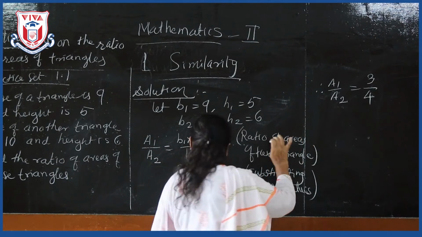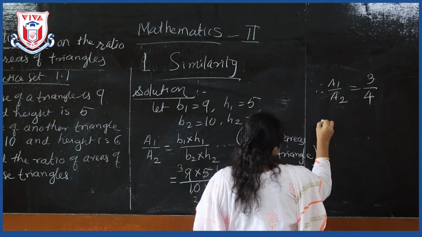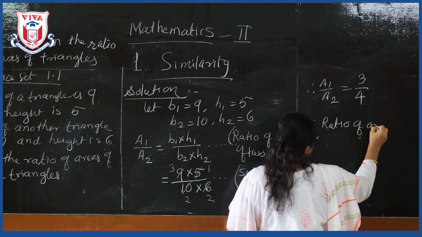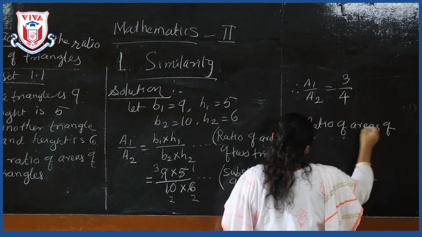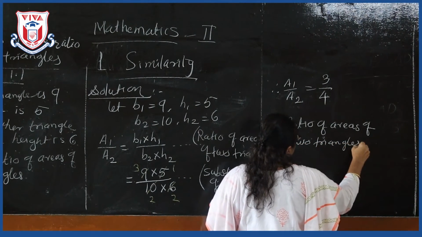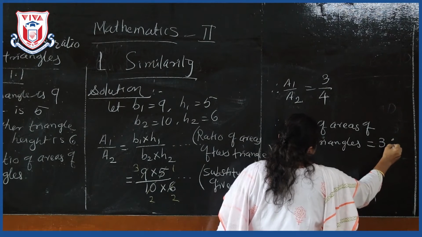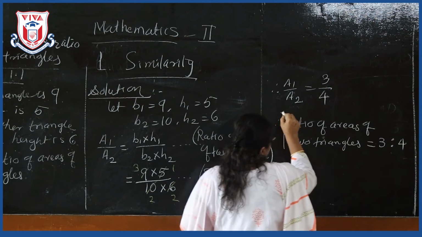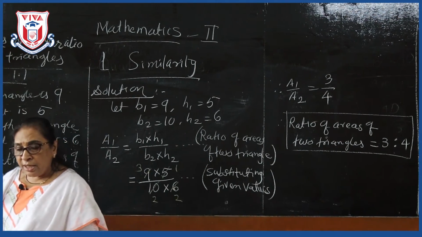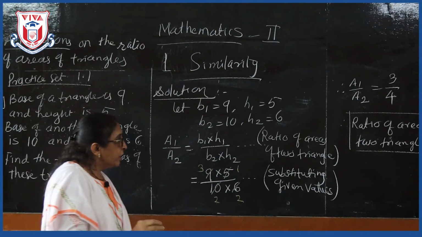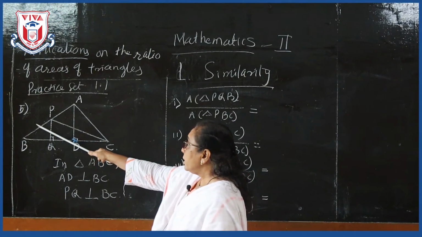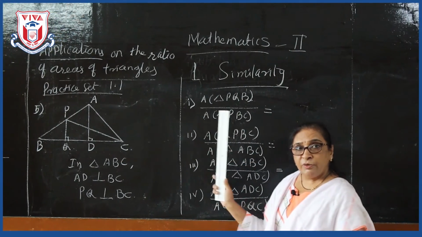And in this, the last answer you have to write always in the form of a sentence, that is, ratio of areas of two triangles is equal to 3:4. This is your last answer. Present your last answer in the box. So your presentation also will be good. Now the fifth example from practice set 1.1.